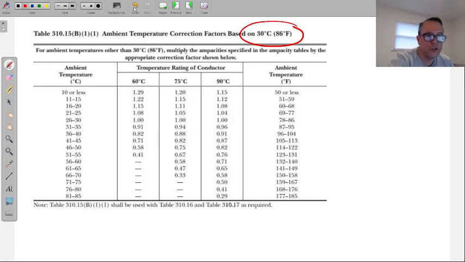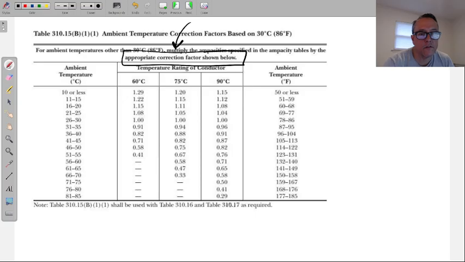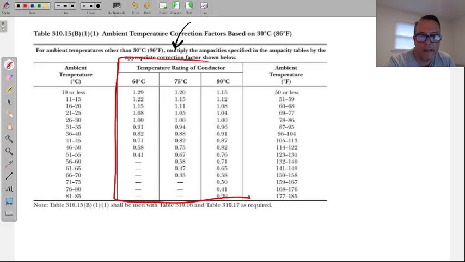Now we have 2 tables. Let's just look at the table here. It says for ambient temperatures other than 30 degrees, multiply the ampacities specified in the ampacity tables. In other words, multiply the ampacity of the conductor by one of the appropriate correction factors shown below. The numbers that you see down here, specifically in this block right here, are multipliers.